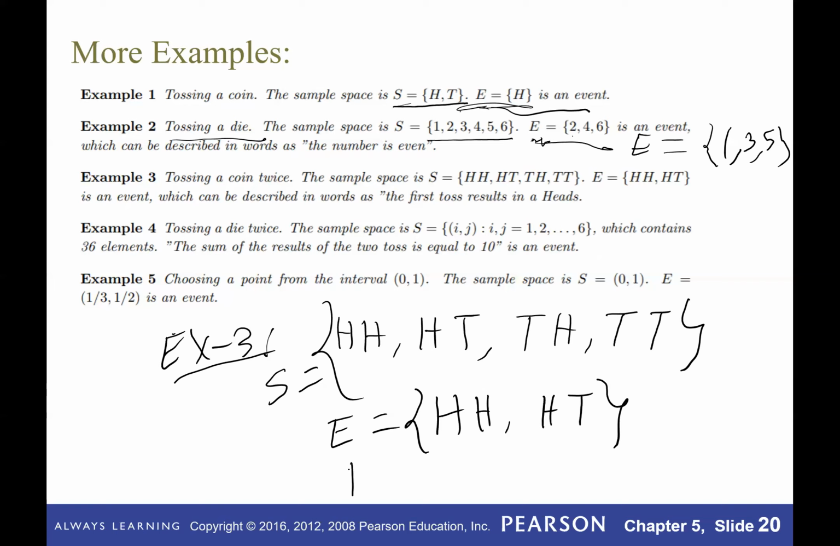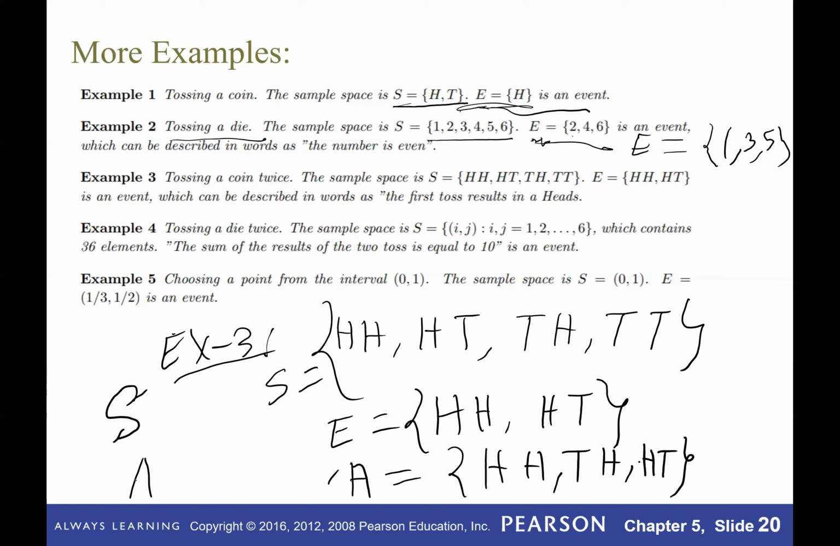Or if you consider an event A, which is at least 1 head, at least 1 head means HH, TH, and HT. So we'll have 3 outcomes. So this is also an event. The sample space is usually denoted by S, and events are denoted by capital letters A, B, C, E, D, or other letters.